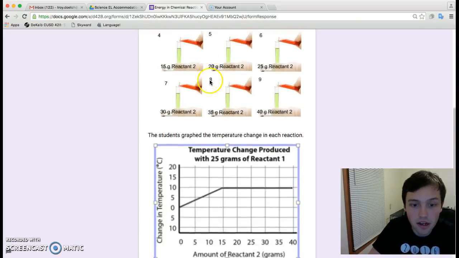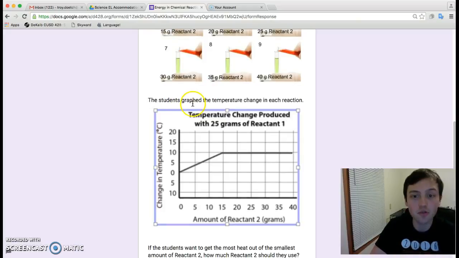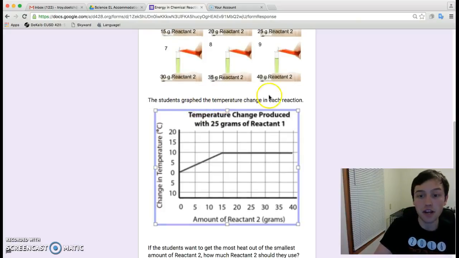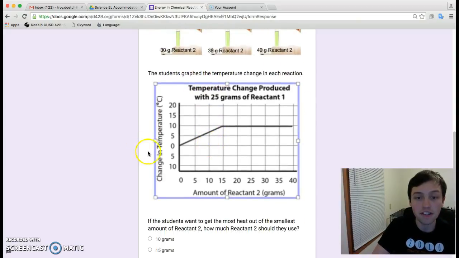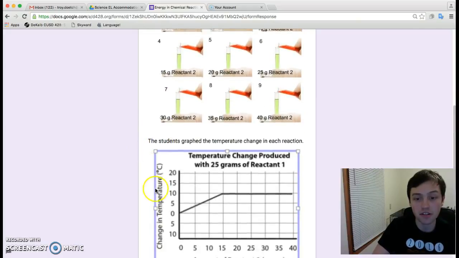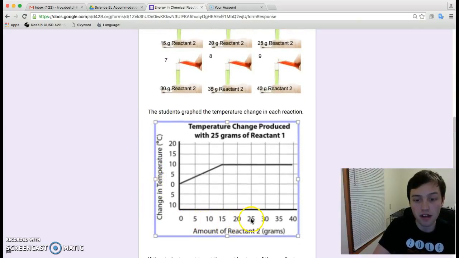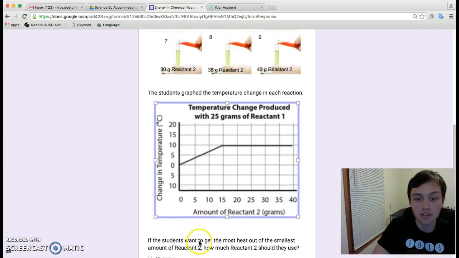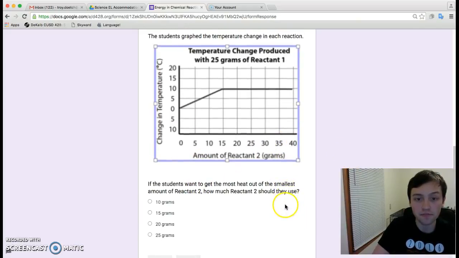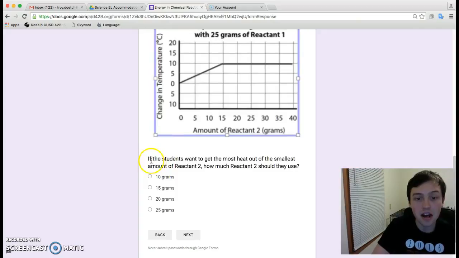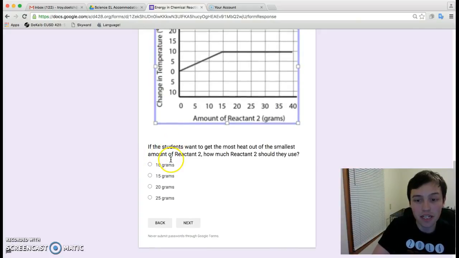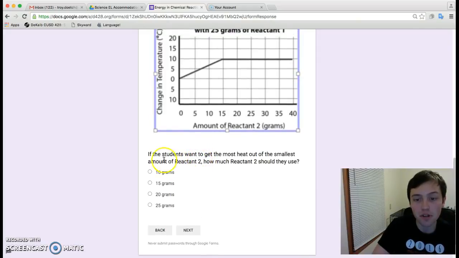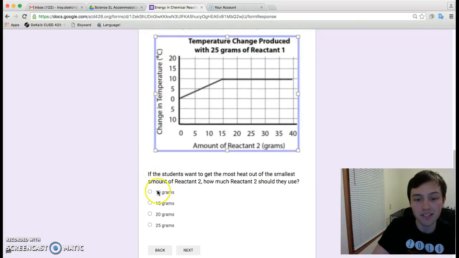And the students graph the temperature change in each reaction. So here we have the temperature change in each of these 9 reactions: 1, 2, 3, 4, 5, 6, 7, 8, 9. So we see the temperature change. If the students want to get the most heat out of the smallest amount of reactant 2, how much reactant 2 should they use? Should they use 10 grams, 15 grams, 20 grams, or 25 grams of reactant 2?